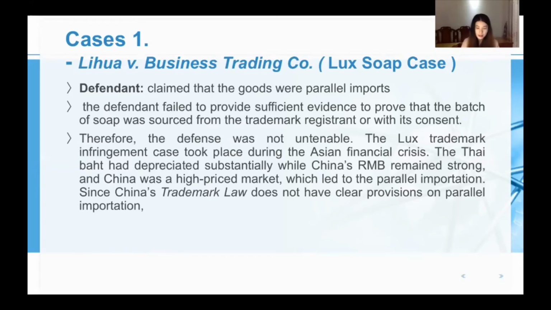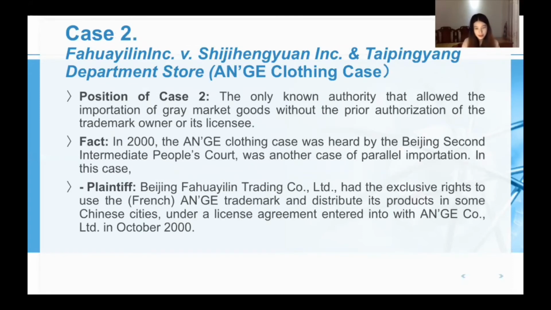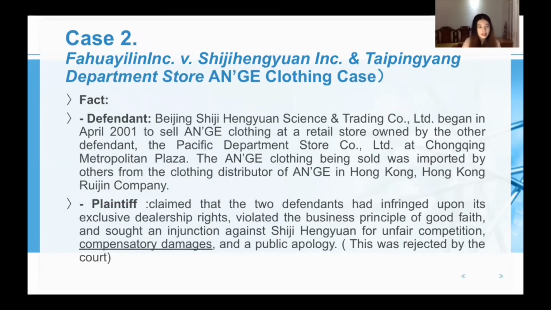The Angle clothing being sold was imported by others from the clothing distributor of Angle in the Hong Kong Region. The plaintiff claimed that the two defendants had infringed upon its exclusive dealership rights and violated the business principles of good faith, and sought an injunction against Shiji Henyuan for unfair competition, compensatory damages, and a public apology. The court found that the act of the defendants did not amount to unfair competition and rejected the plaintiff's claims.